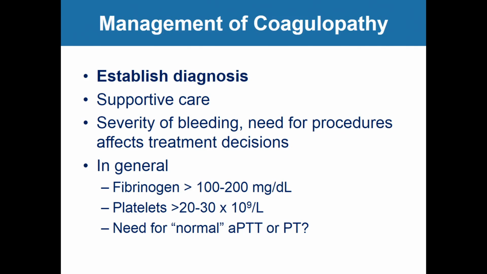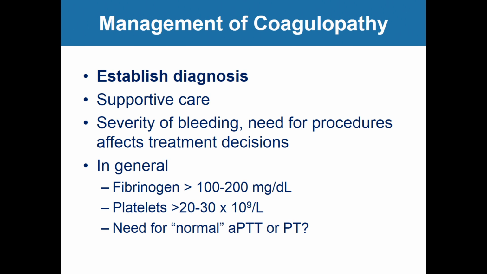If the PT and PTT are elevated and the platelet count is minimally low, but there is no clinical bleeding, there is no need to treat this patient to normalize the numbers if there's no bleeding. In general, fibrinogen should be greater than 100 or 200, depending on what is going on. A platelet count should be greater than 20 to 30,000 per microliter.